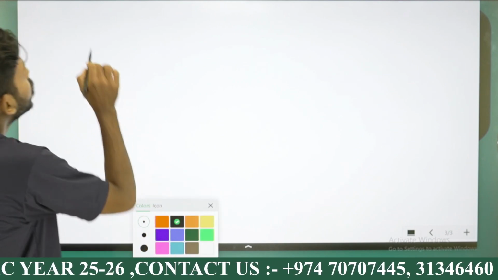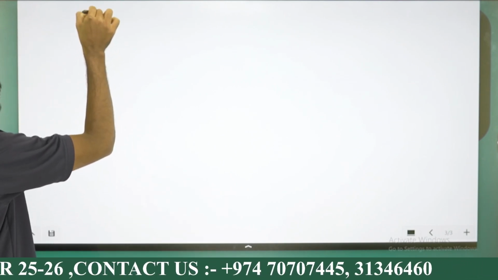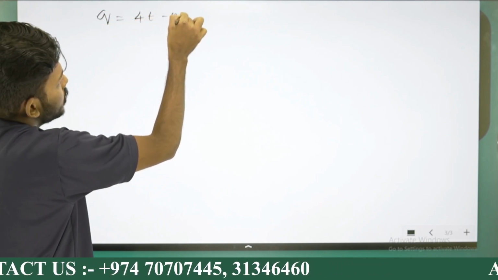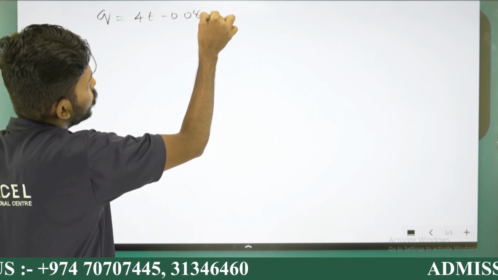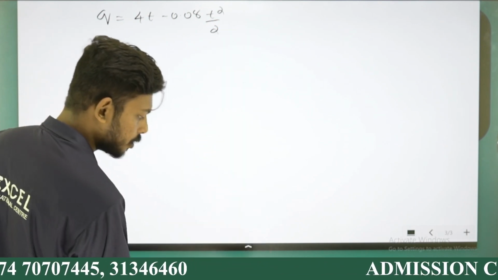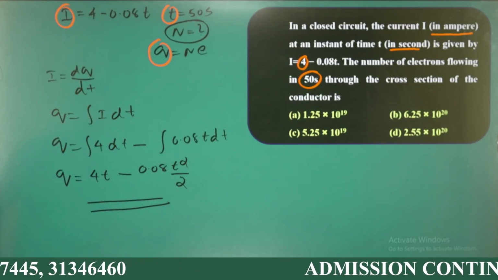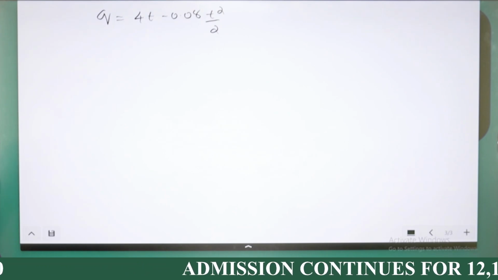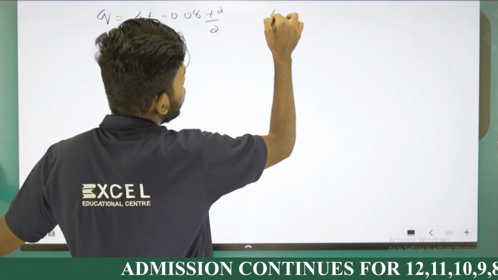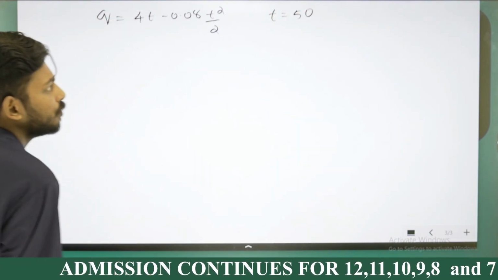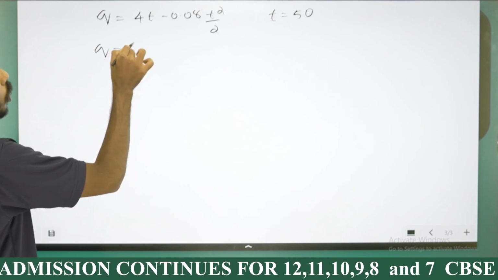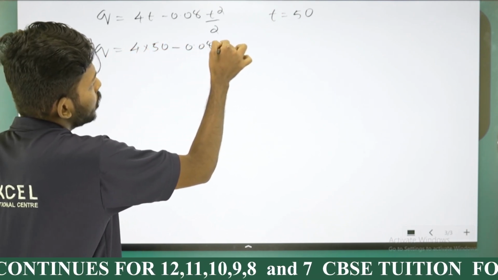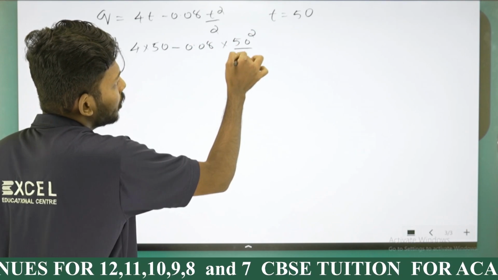So Q is equal to, what is the equation we obtained now? Q is equal to 4t minus 0.08 into t square by 2. I think it's correct. Yes, right? So in that situation, we have to put the value t is equal to 50. Then Q is equal to 4 into 50 minus 0.08 into 50 square by 2.